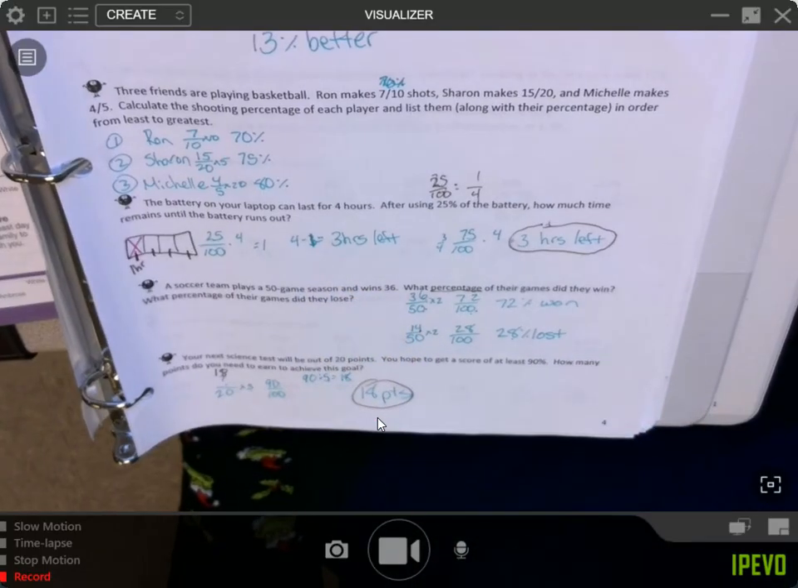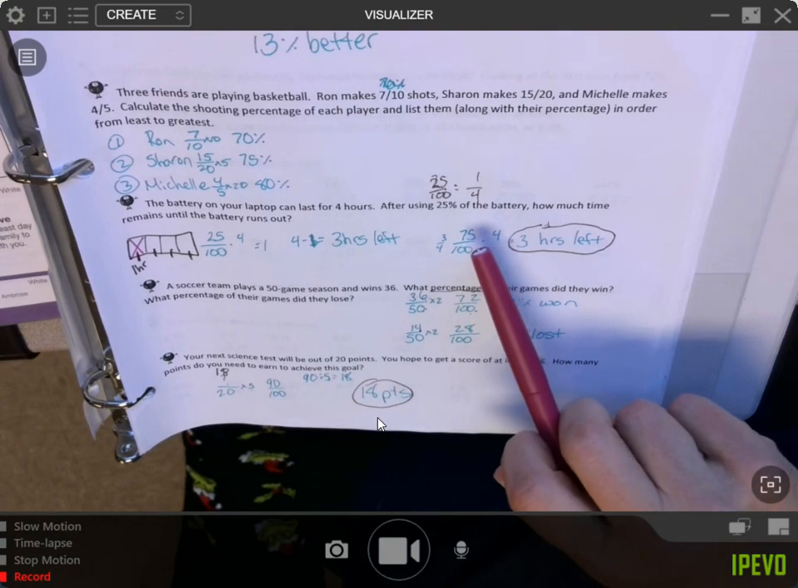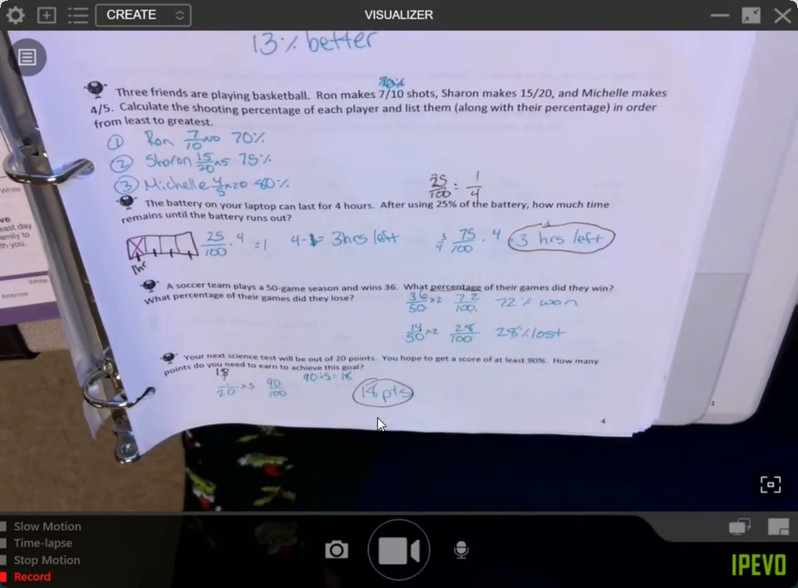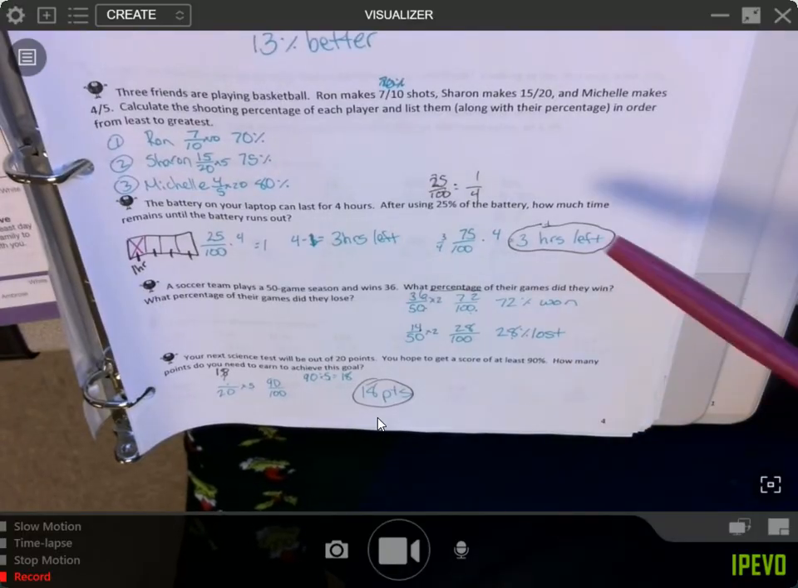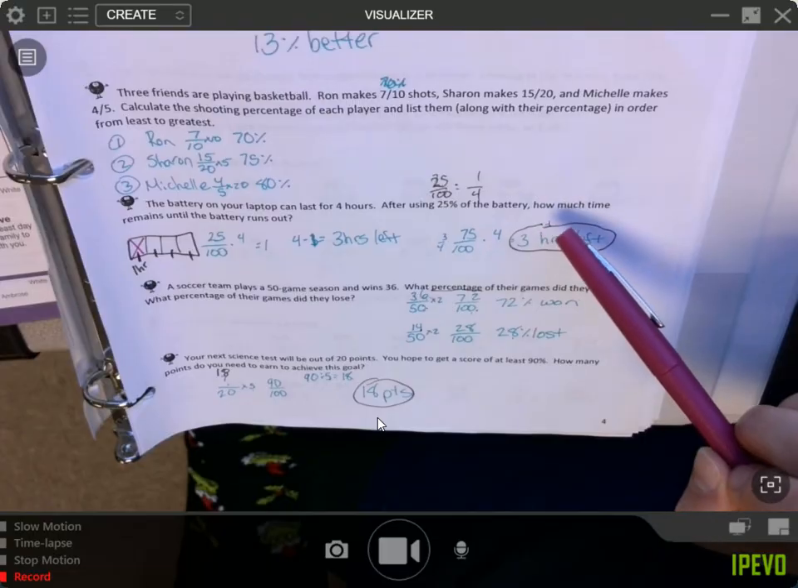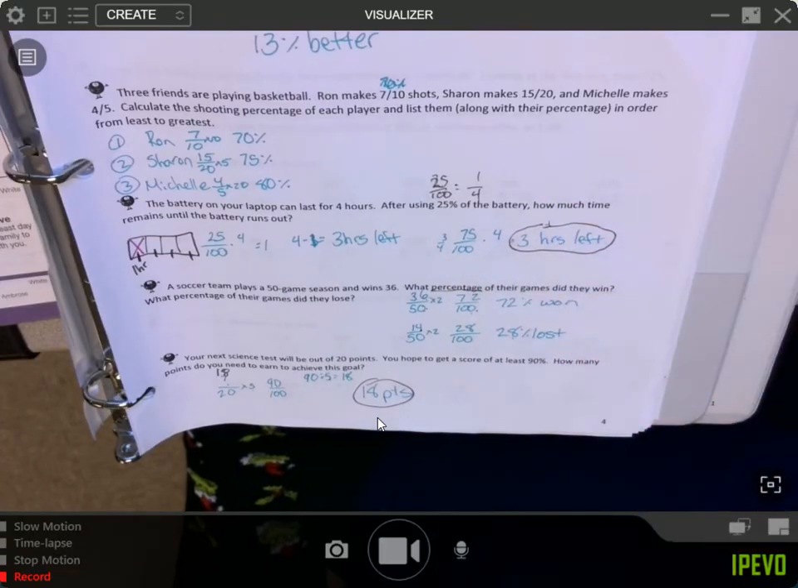Okay. Another way would be saying, well, if 25% is used up, 75% is left. So 75 out of 100 is left, so that also is 3 hours. So you could look at it either way, how much was used up and subtract it, or how much is left.